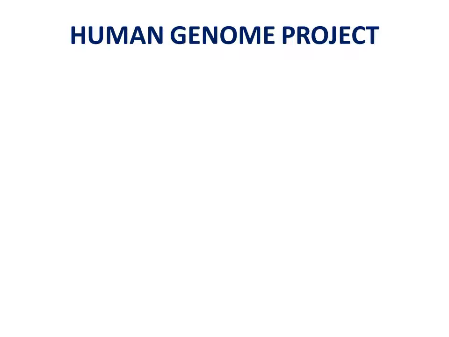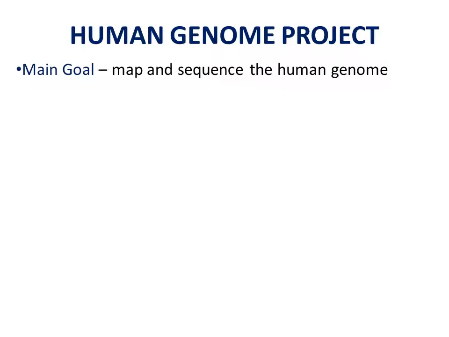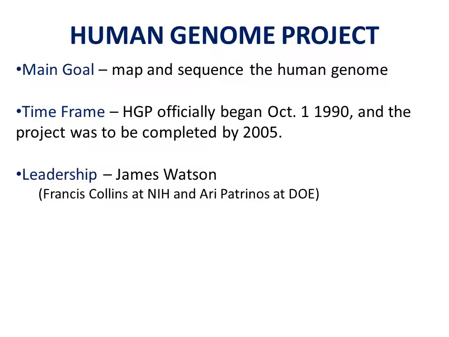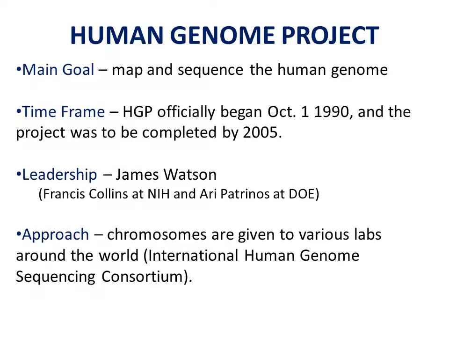Okay, so that leads us to the Human Genome Project. The main goal of the Human Genome Project was to map and sequence the entire human genome. It officially began in 1990, and it was set to be complete by 2005. The initial leader of the Human Genome Project was James Watson of Watson and Crick. Also at the time at the NIH, Francis Collins was heading up this project, and Aristides Patrinos at the Department of Energy, and they were both working under James Watson as the head of this project.